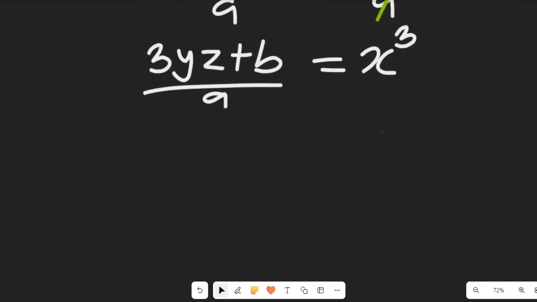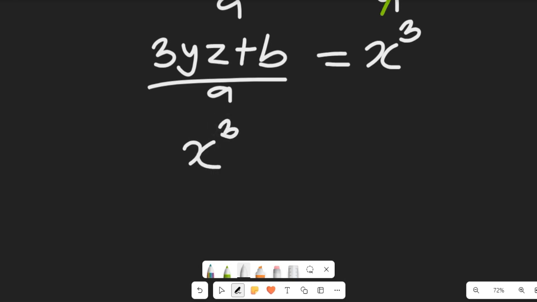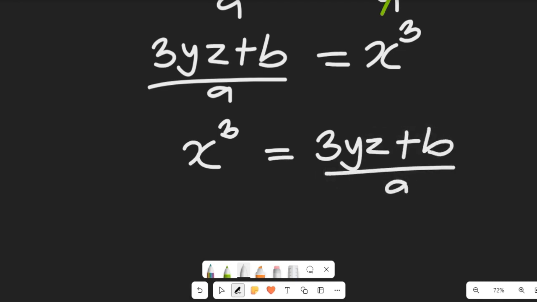So the next thing I'll have to do is to clear the cube. Now how do I clear the cube? Is by taking the cube root of both sides. Now if I take the cube root of both sides, I'll have my x to the power of 3 to be equal to 3yz plus b divided by a.